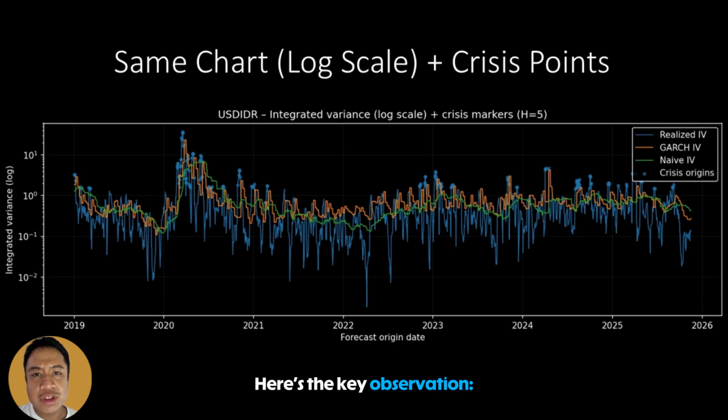Here's the key observation. In calm regimes, forecasts often look very close. But in crisis regimes, differences in response speed and magnitude really matter. And that's where a model can win or lose, even if average error metrics look confusing.